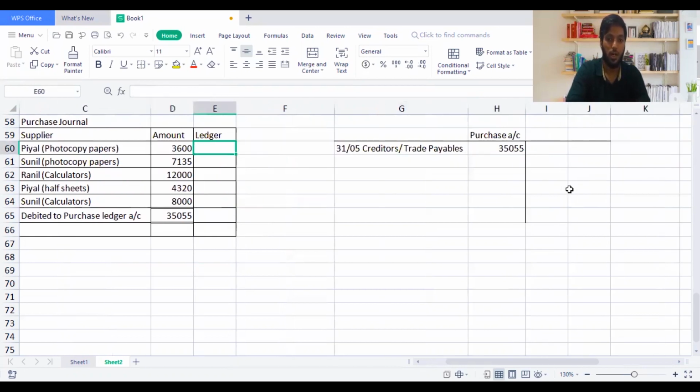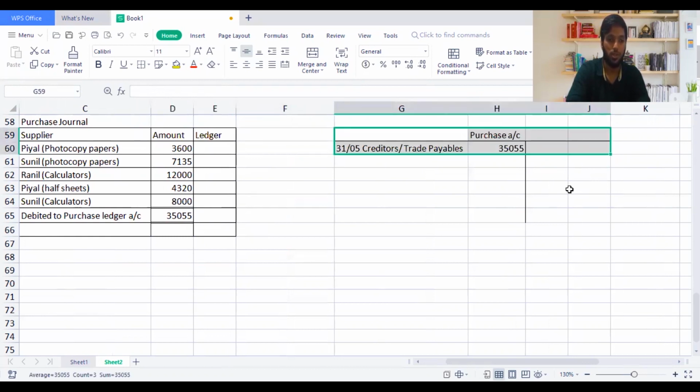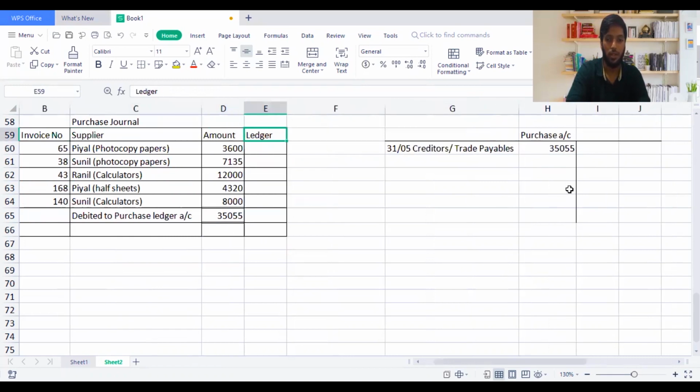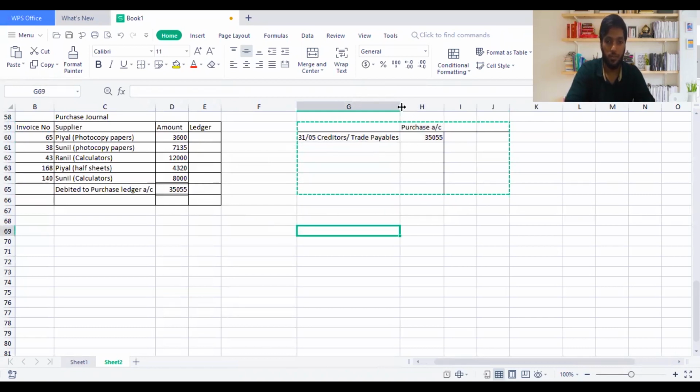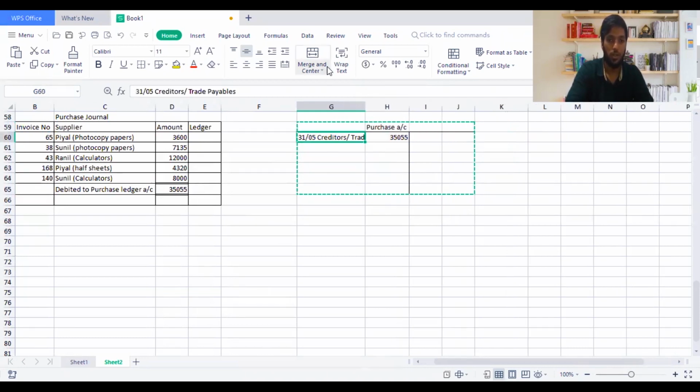So after recording this particular adjustment, now I need to move on to my other ledger accounts, which I'm going to start. There are Sunil, Pial, and Ranil, right? Three accounts are there. So I'm going to open up. I'll give you a complete view of what I'm going to do now. I hope you guys can see my entire Excel sheet, right? Let me make it a bit small.